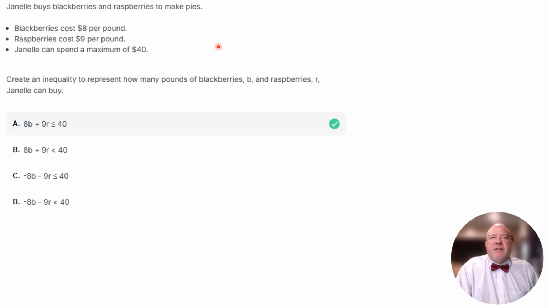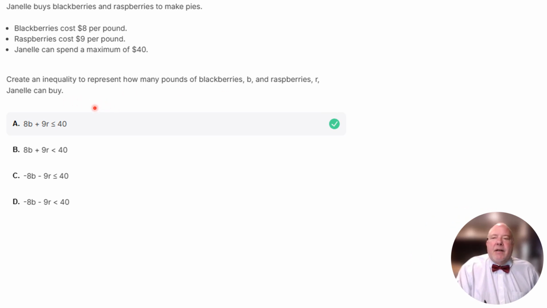So it says Janelle buys blackberries and raspberries to make pies. Blackberries cost $8 per pound. Raspberries cost $9 per pound. And Janelle can spend a maximum of $40. Create an inequality to represent how many pounds of blackberries and raspberries Janelle can buy.